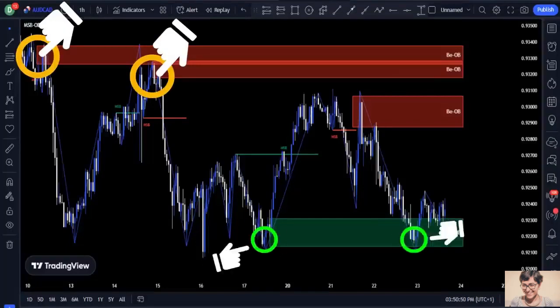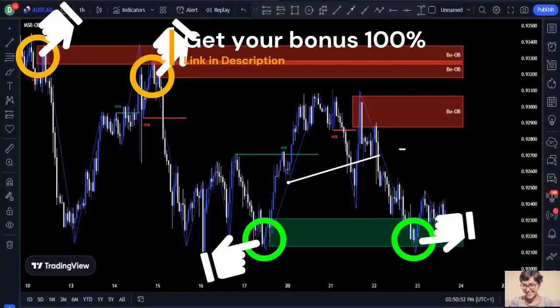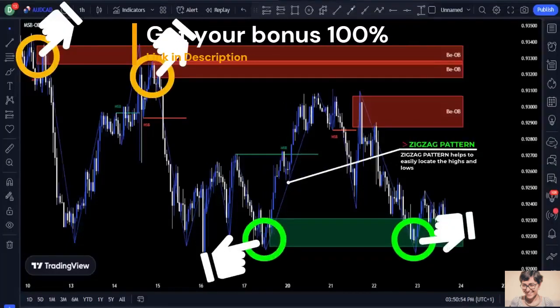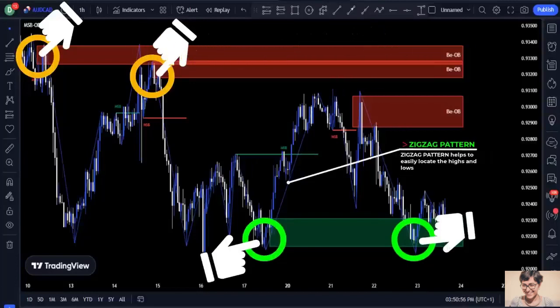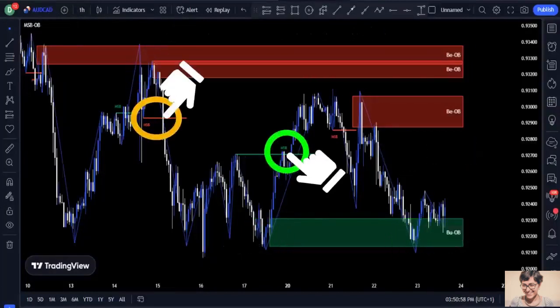So traders, I definitely believe that this order block indicator is the most accurate and user-friendly order block indicator that I have ever seen and use as well.